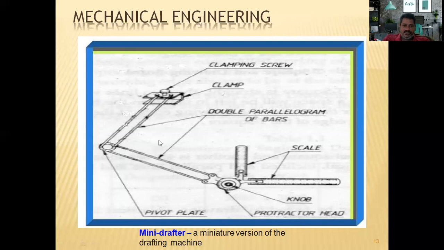So as I said, these two, the double parallelogram of bars, will be pivoted or hinged at this location. So when we fix this clamp at the top left corner, it has a degree of freedom to move on this horizontal plane. So these two scales can be moved on this drawing plane at any position. This is the mini drafter. This is the main instrument used to draw the engineering drawing.